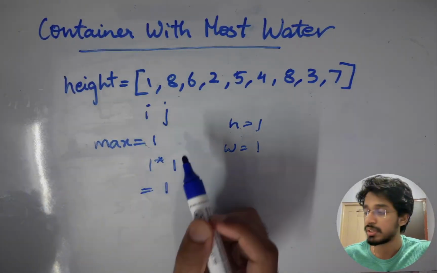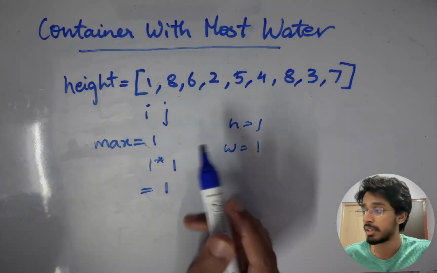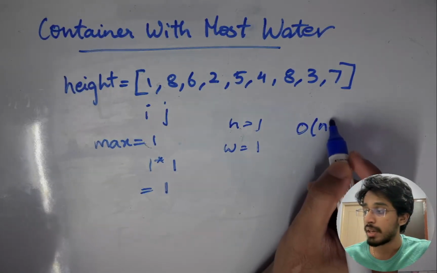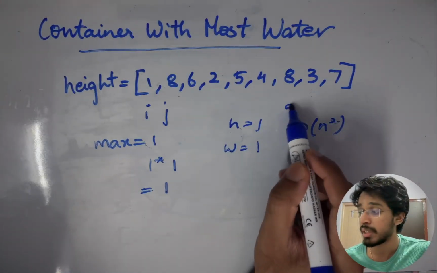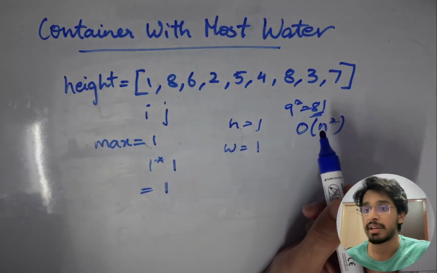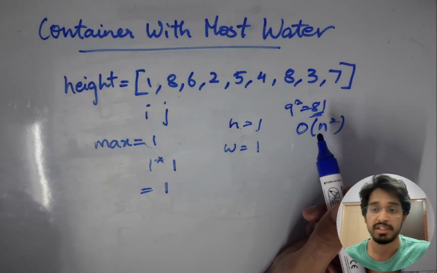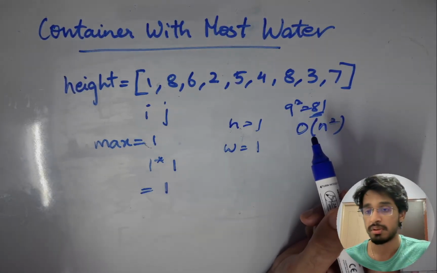Okay, so we just need to keep on doing this, and of course this is a nested for loop which will take a time complexity of n squared. Currently we have 9 elements, so it has to make 9 to the power 2, that is 81 comparisons, which is not ideal. As I told, we need to avoid any kind of nested for loops. So we need to solve this in a better way. So how do we solve this?